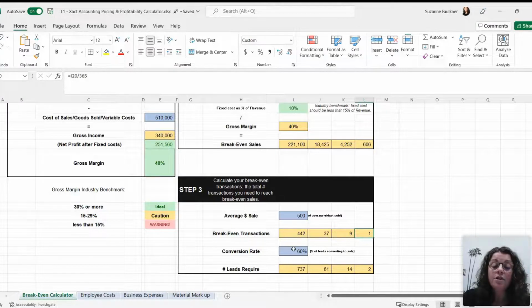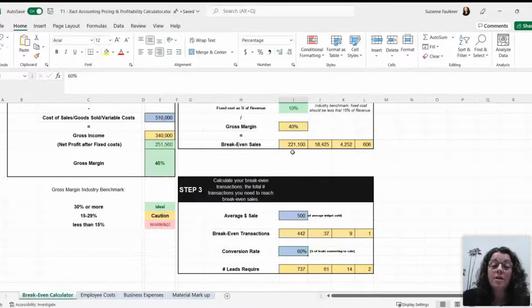And if your conversion rate is 60%, so that's how many leads you've got coming into the business and how many of them turn into business, you need to be generating 2 leads per day to be able to generate that 1 sale per day to cover your costs and get you at break-even.